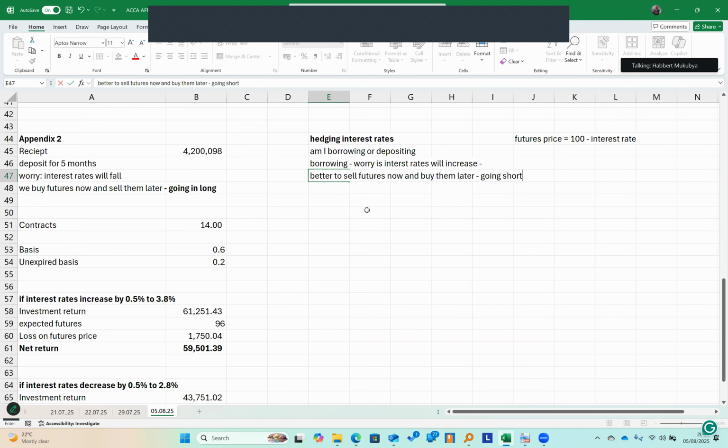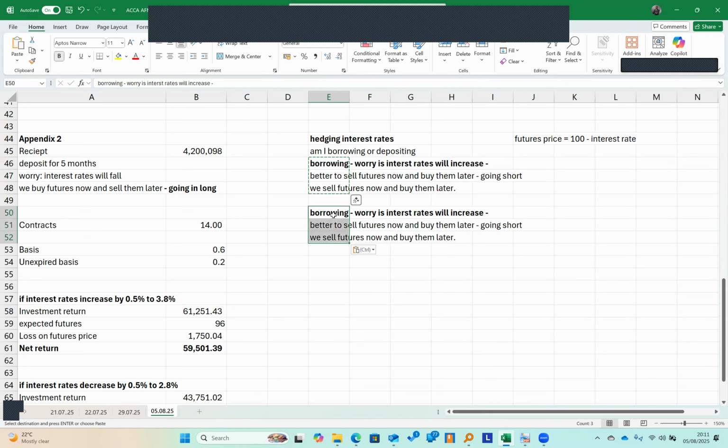So that means that for borrowers, we sell futures now and buy them later. Okay, so that is for borrowing. Now the opposite occurs for depositing.